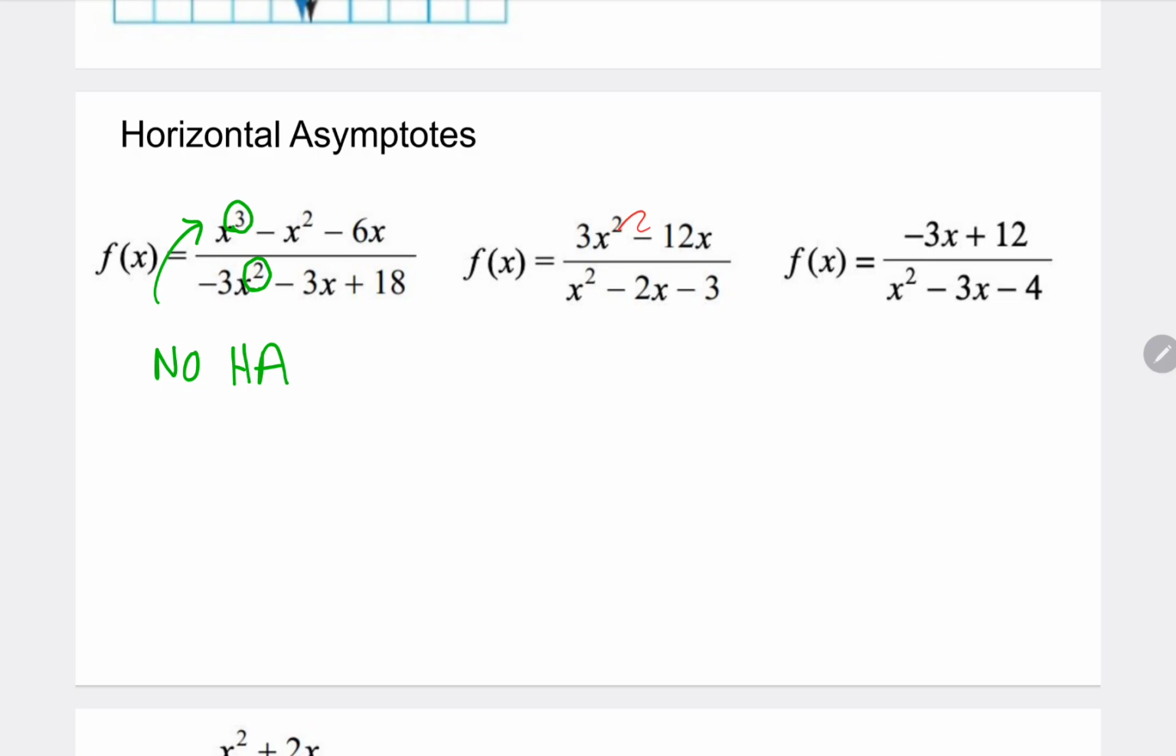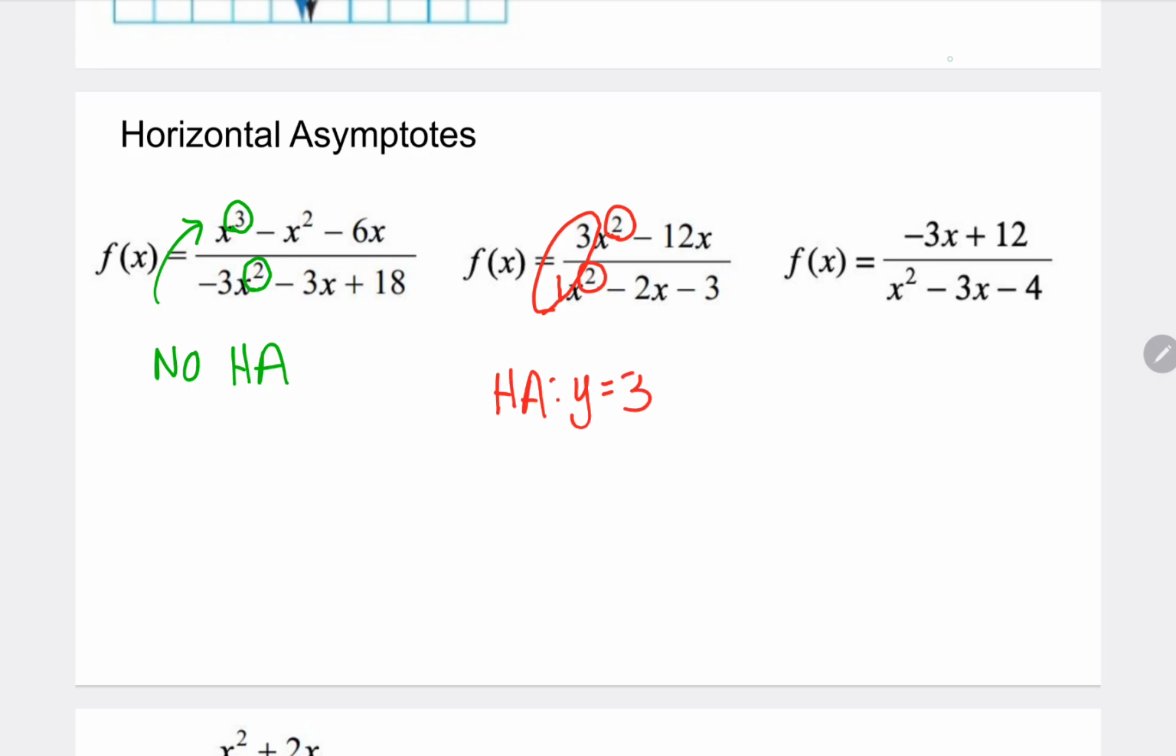If the degree in the numerator matches the degree in the denominator, in this case we have a quadratic function in both the numerator and the denominator, then to find the horizontal asymptote, you look at the leading coefficients of those degrees. So our leading coefficients are 3 and 1. And so we take that ratio, 3 over 1, which is 3. So our horizontal asymptote for this function is y equals 3, the horizontal line y equals 3.